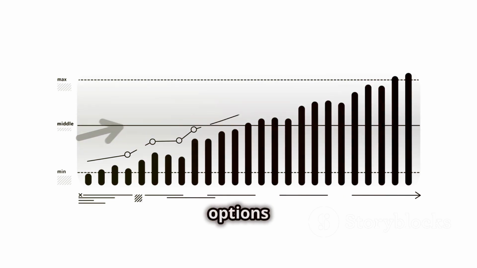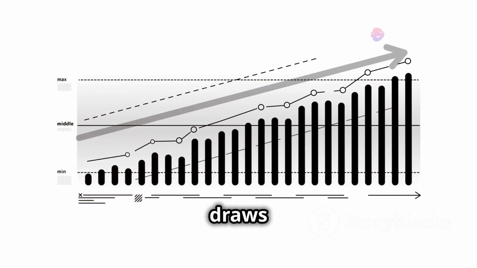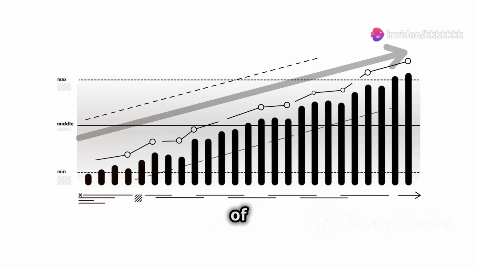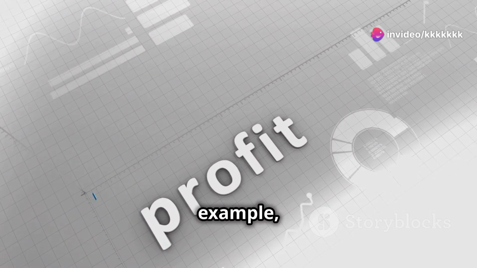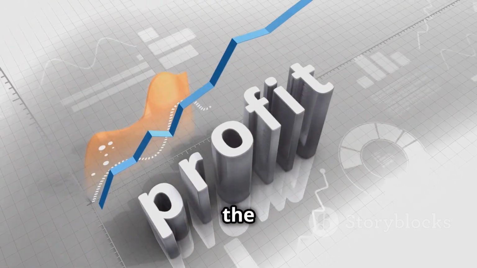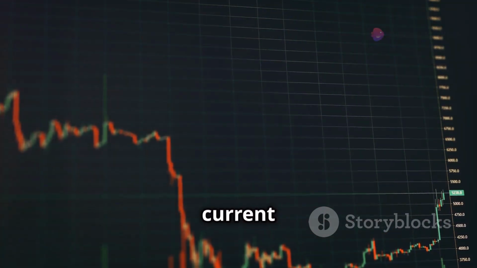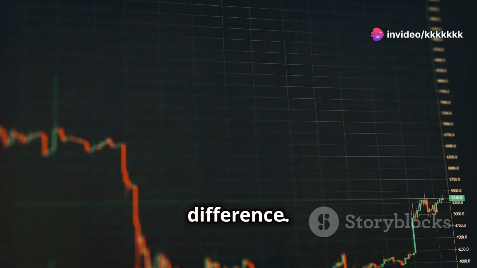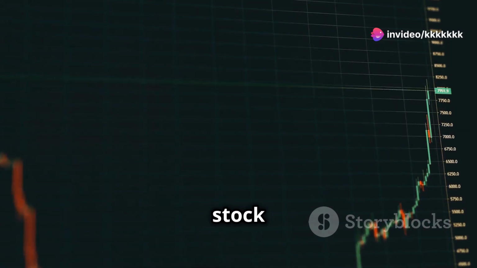The allure of options trading often lies in its high profit potential. This potential is what draws many investors to explore the world of options, hoping to capitalize on market movements. For example, if a trader buys a call option and the stock price rises above the strike price, they can purchase the stock at the lower price, sell it at the current higher price, and pocket the difference. This scenario can lead to substantial profits, especially if the stock experiences a significant upward movement.